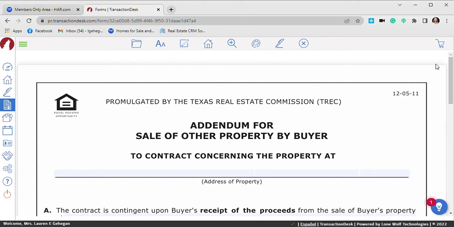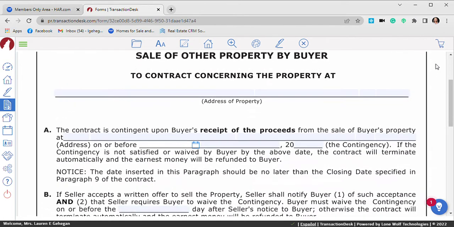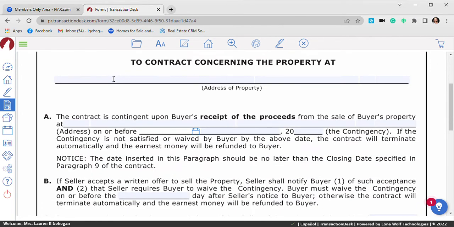Today we're going to discuss the addendum for sale of other property by a buyer, also known as a contingency. So the first thing you're going to do is put the address of the property that they are looking to purchase.